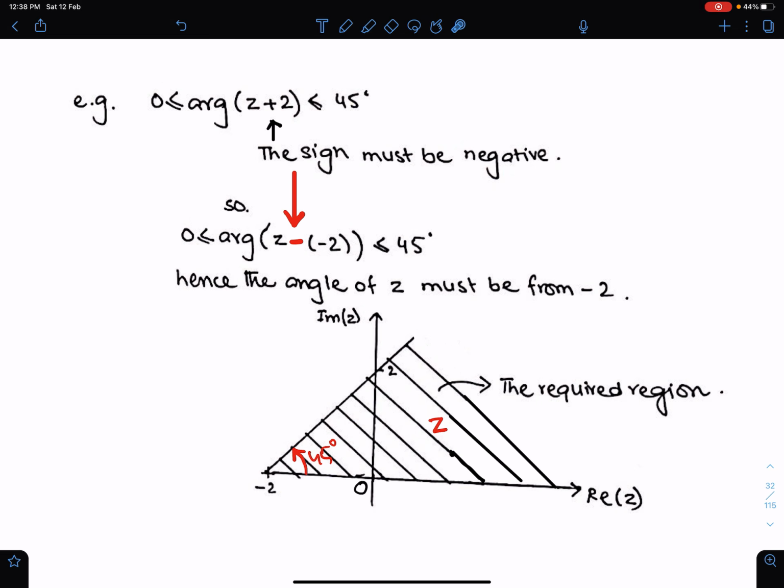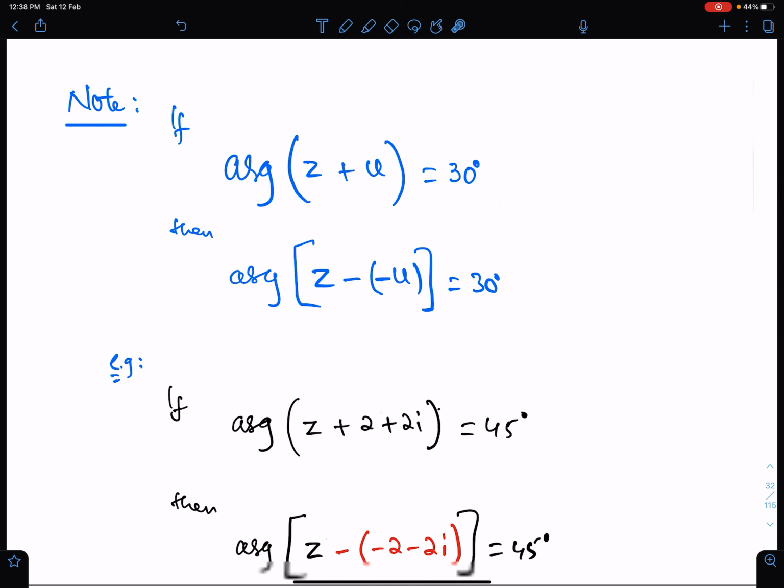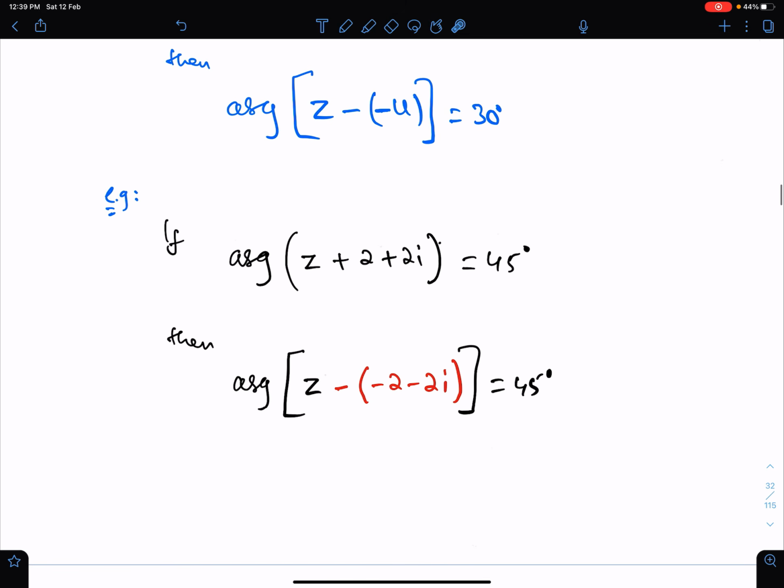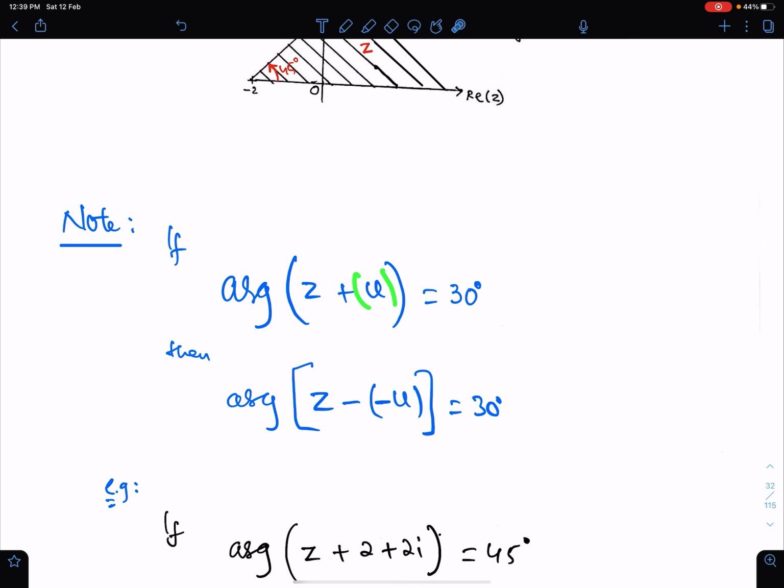Make sure you understand this concept. This sign must be negative. If we have z plus u, then make this sign negative in this way: minus, minus. So if we have this positive sign here, then you should convert this into negative sign carefully. And this must be in bracket. This u must be in bracket like this.